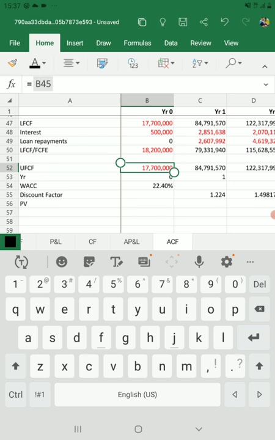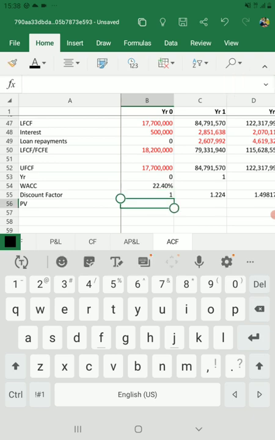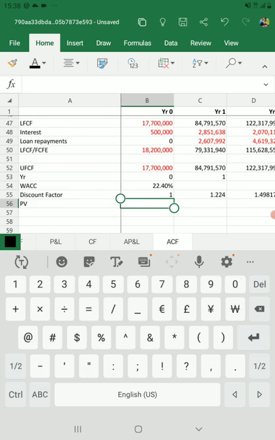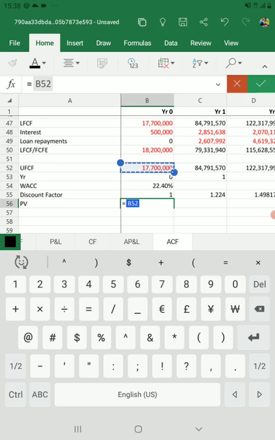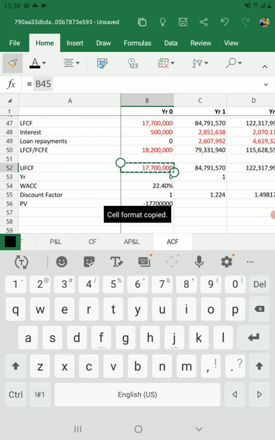Okay? So, in fact, I was supposed to put the discount factor here to be one. For year zero it is one now. So I start with an equal sign there, click on the unlevered free cash flow starting from year zero, and then divide by the discount factor here. In this case, year zero is one, because let me use the painter to paint the format here.